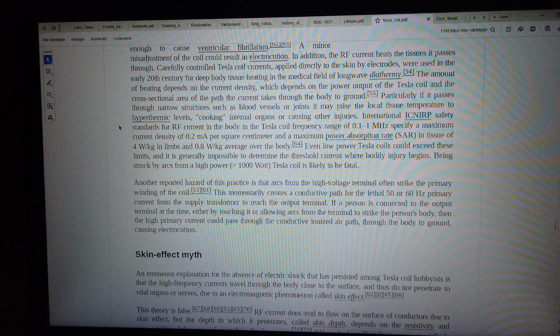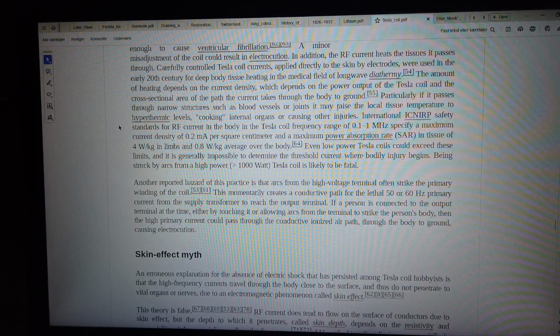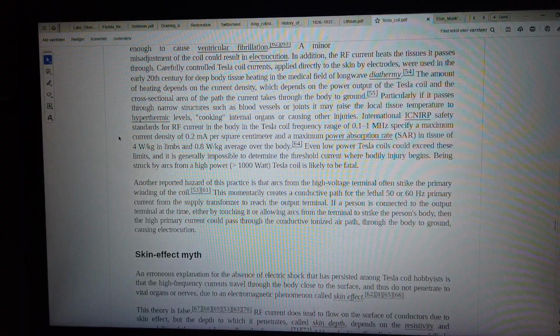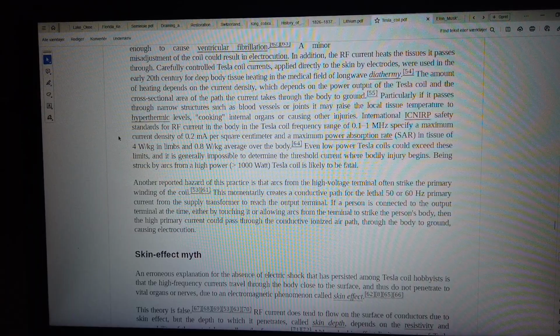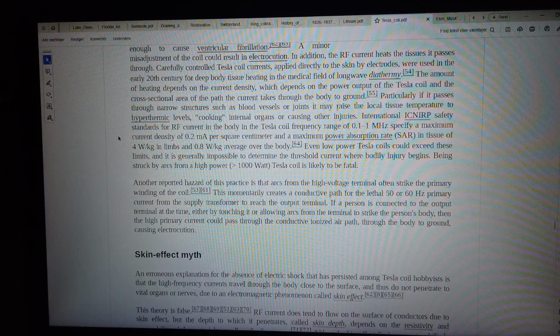International ICNIRP safety standards for RF current in the body in the Tesla coil frequency range of 0.1 to 1 MHz specify a maximum current density of 0.2 mA per square centimeter and a maximum power absorption rate, SAR, in tissue of 4 W/kg in limbs and 0.8 W/kg average over the body.